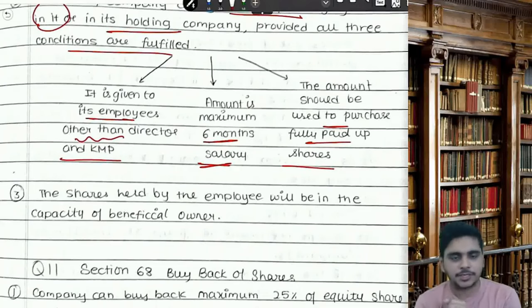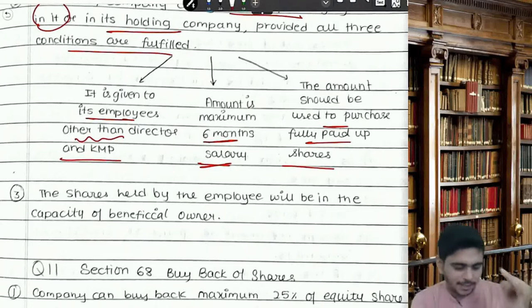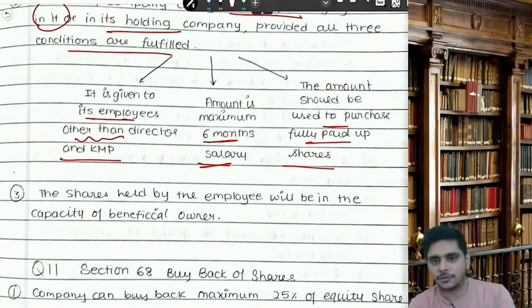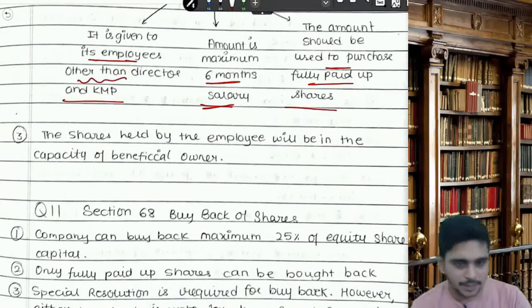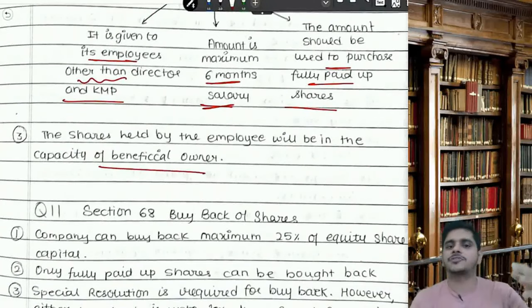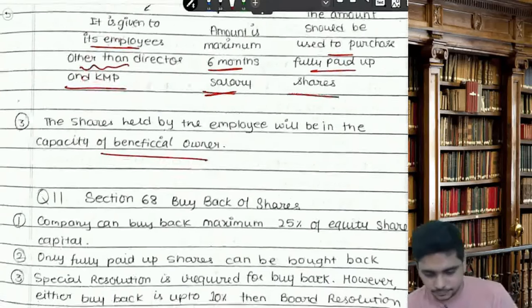So it is to be given to employees other than the director and KMP, maximum 6 months' salary as a loan, and to purchase fully paid up shares. The shares held by the employee will be in the capacity of beneficial owner. He is not the actual owner, he is just the beneficial owner. Clear?